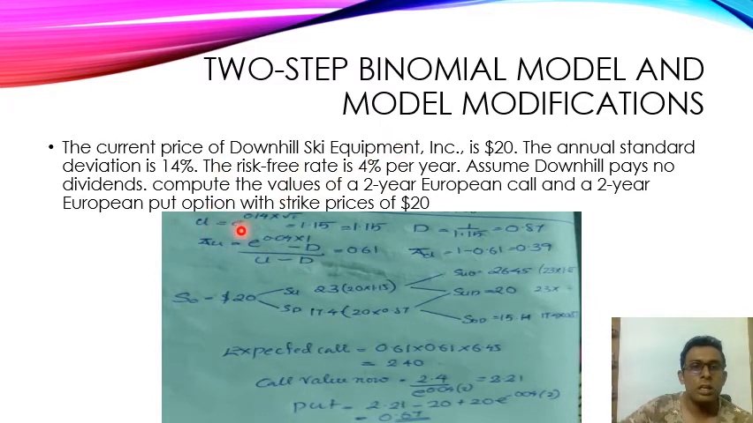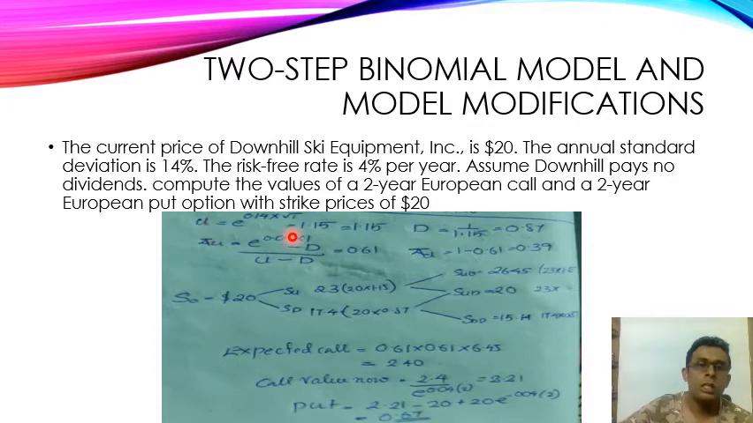So U is equal to e raised to sigma, which is the standard deviation, times the root of T, where T is equal to 1. The key point to remember is, even though it is 2 years, don't take T as 2. We will have to compute it in a systematic manner. First find the value of our stock at year 1, and then move forward to year 2.